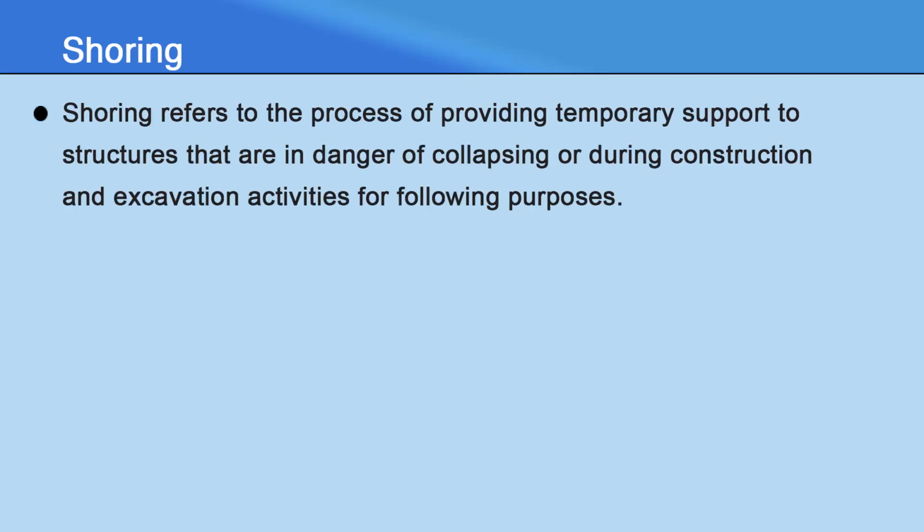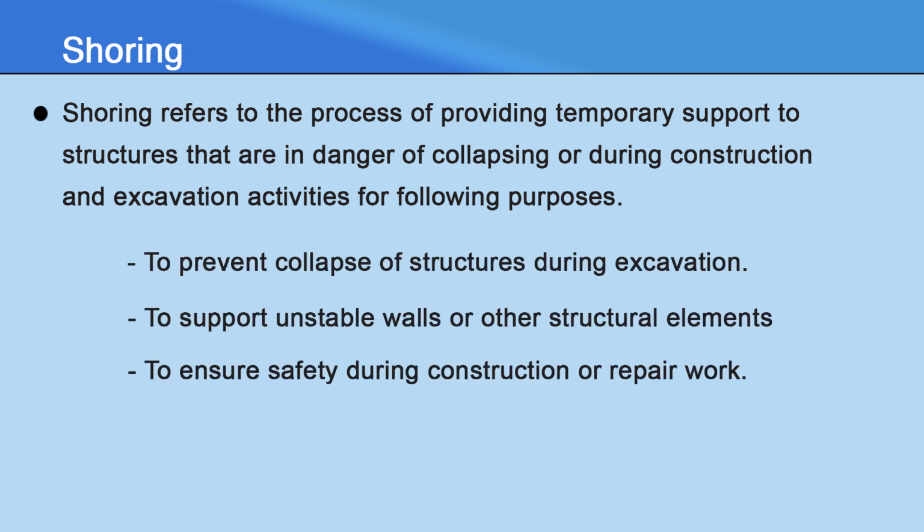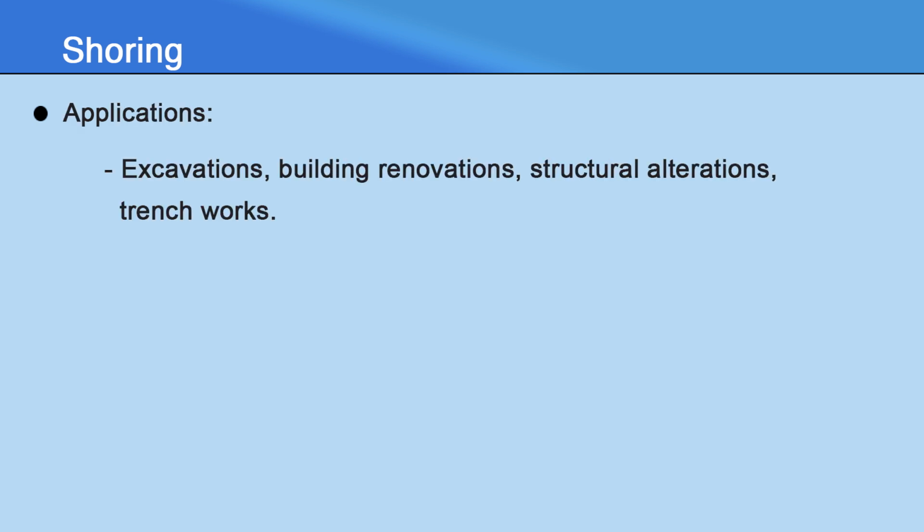Now shoring. The exact definition is this. Shoring refers to the process of providing temporary supports to structures that are in danger of collapsing, or during construction and excavation activities, for the following purposes. First, to prevent collapse of a structure during excavation, to support unstable walls or other structural elements, to ensure safety during construction or repair work. Applications: excavation, building renovation, structural alteration and trench work.